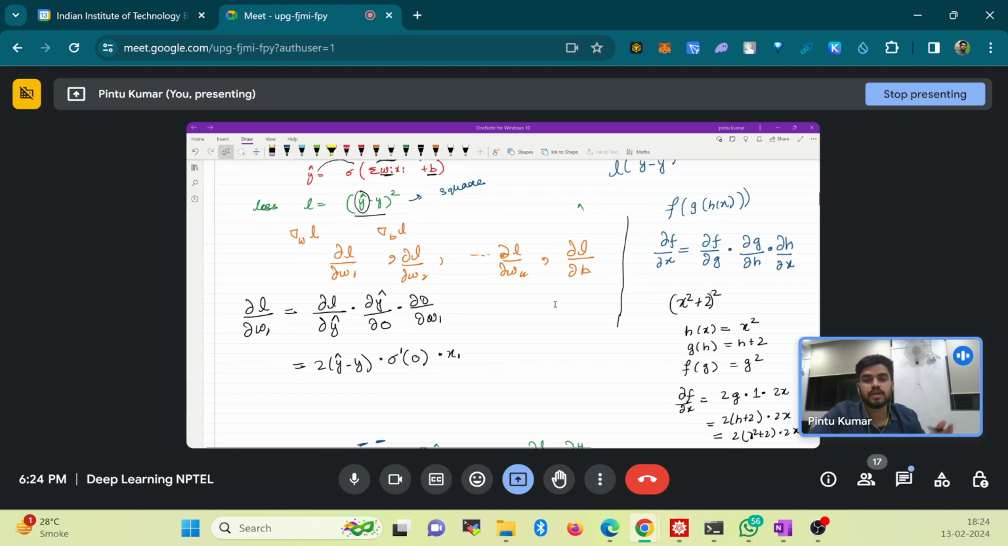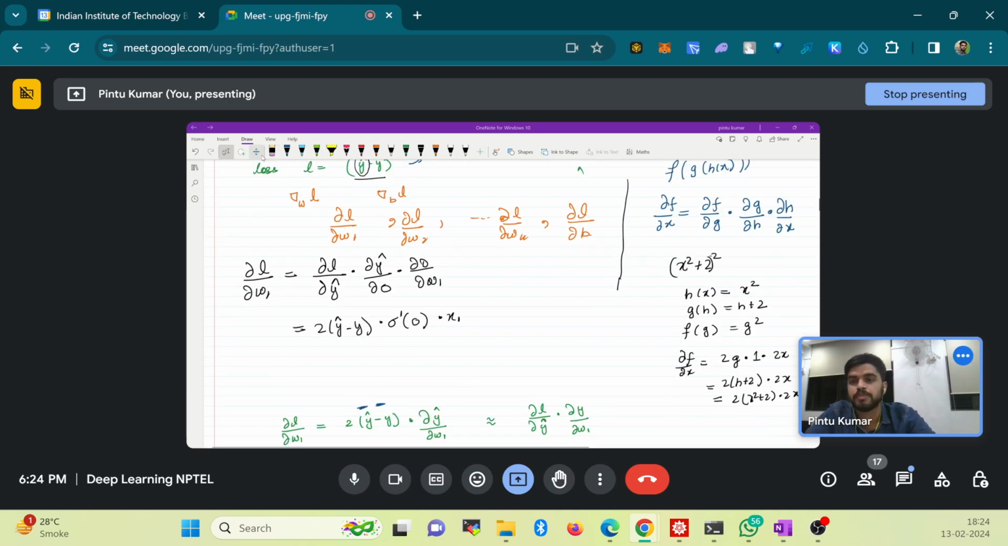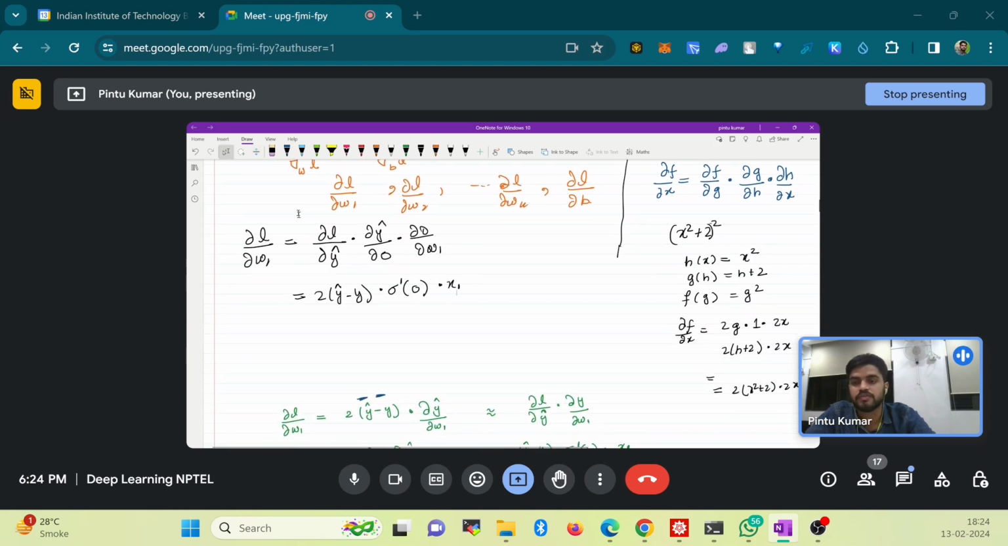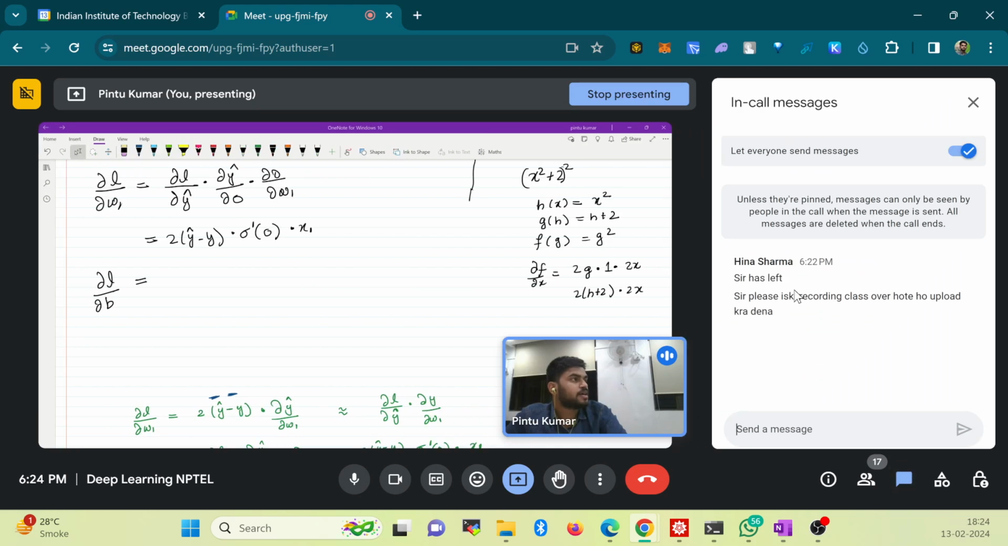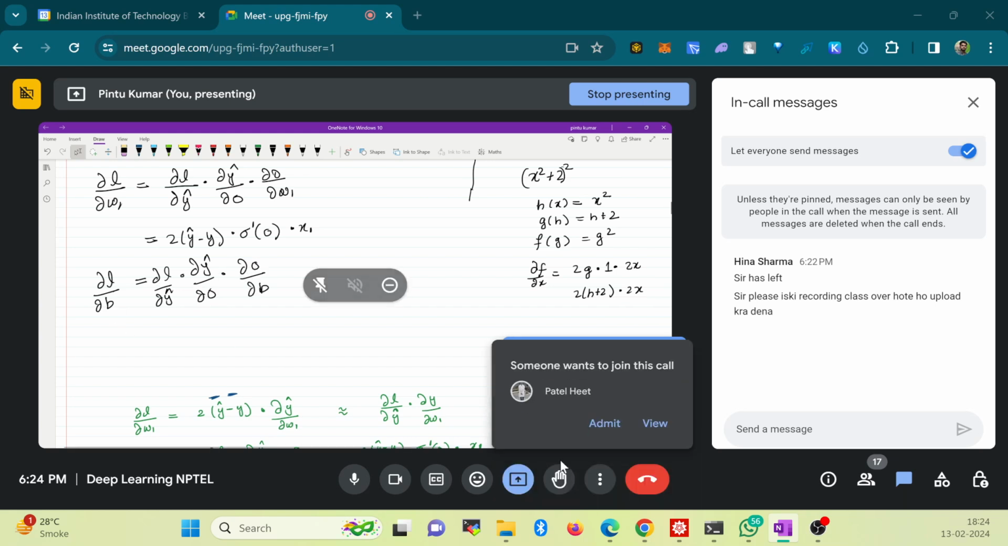So we have seen how we calculate partial derivatives for a simple neuron. Okay, so what we can try doing is we can also find it with respect to b. That should be easy. So let's say we want to calculate del L by del b, it should be simply del L by del y hat, then del y hat by del o, and then del o by del b.